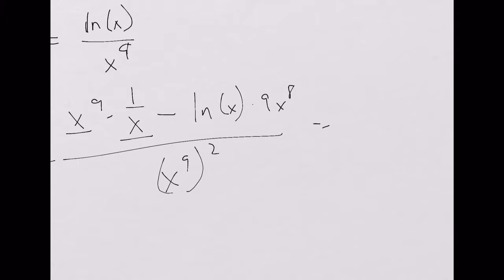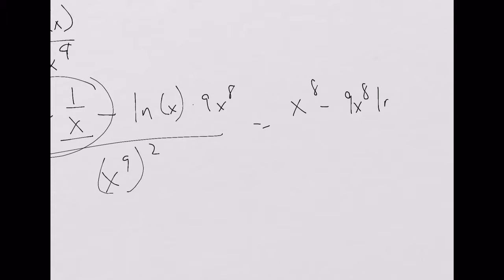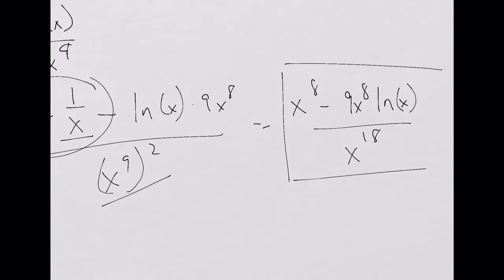I'm going to simplify it a little bit. X to the 9th times 1 over x is x to the 8th. So I have minus, I would probably write this part first. It doesn't matter. And x to the 9th squared is x to the 18th. And so that's your answer. They have it in a little bit different format, the way that they've given it. That's fine. They're just different.